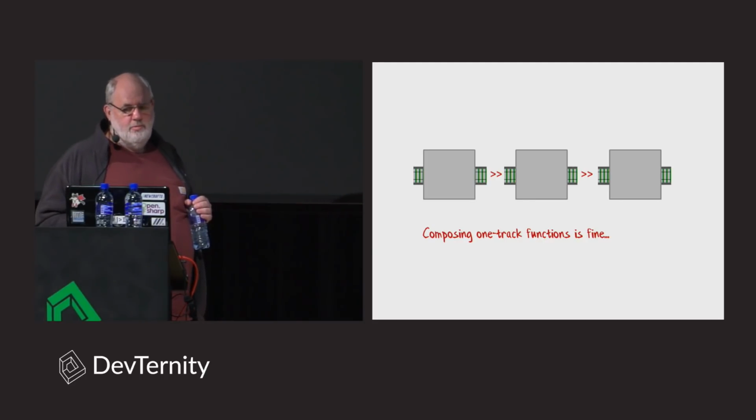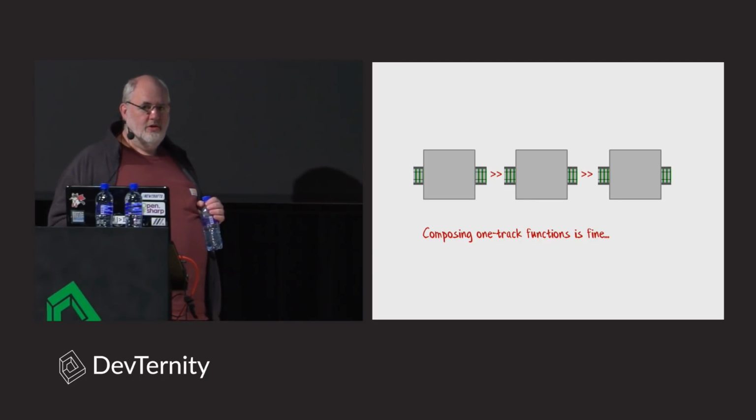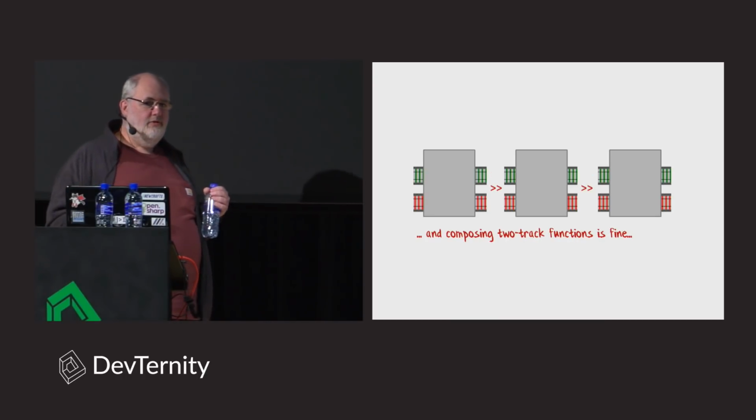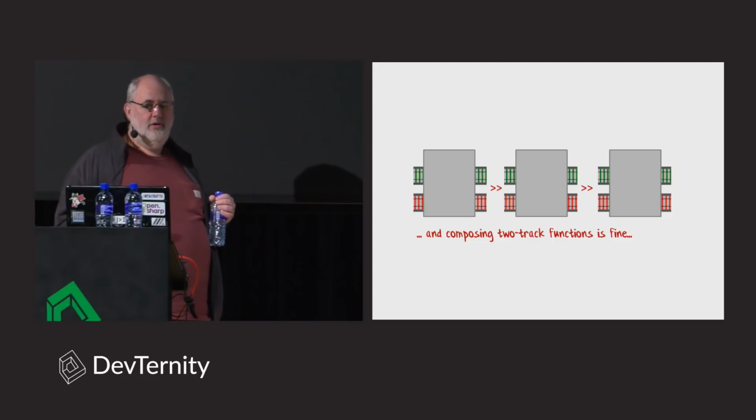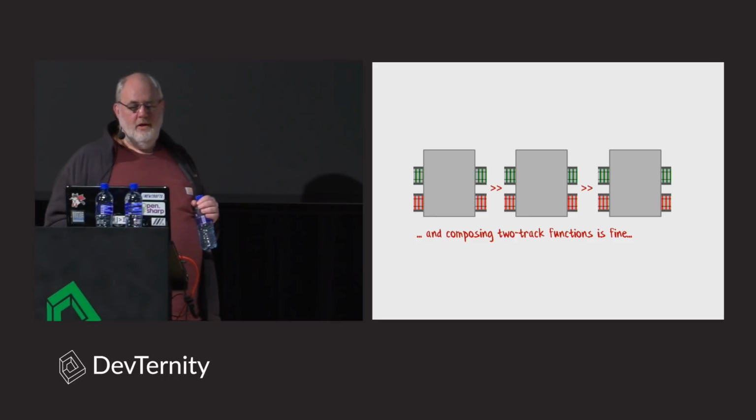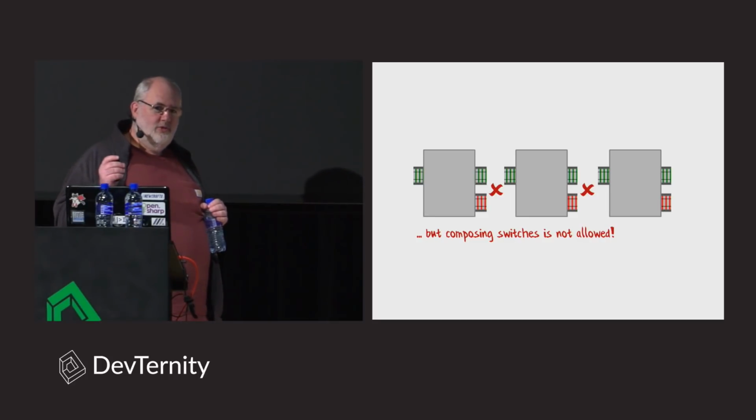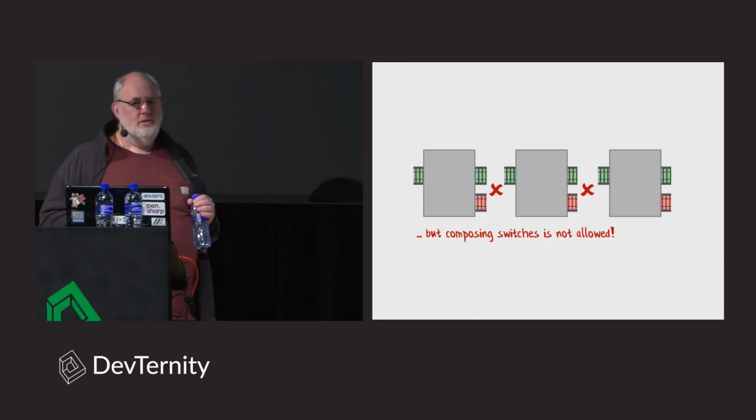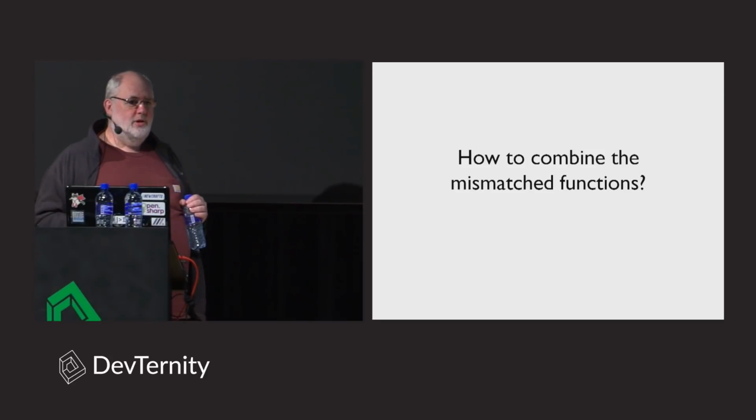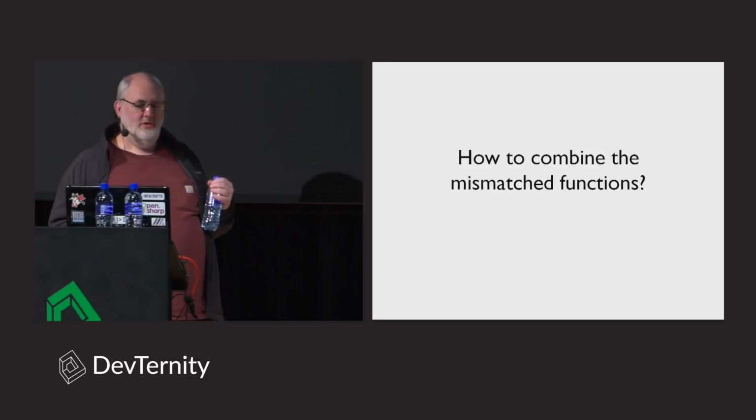So here's the problem, which is that we have these little one-track functions, and if we want to compose them together, we can do that. That's easy. We just connect the inputs and outputs. And if we have two-track functions, we can also compose them together. We just connect the top output and the bottom output. But we don't have that. We have these things with one input and two outputs, and they don't compose. That's the real fundamental problem here. So how do we combine these mismatched functions?